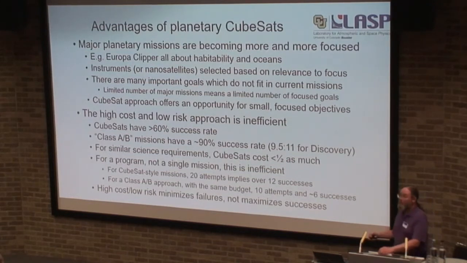And if you think of a whole program rather than one individual mission, well, if you do it with the CubeSat style approach, you might try 20 times and have it work 12. If you take the traditional approach, same budget, you'll only be able to try 10 times. That should be 9, not a 6. So, 9 successes versus 12. You're still winning with the high-risk approach just because you're trying more often.